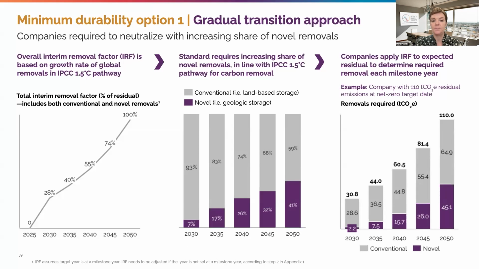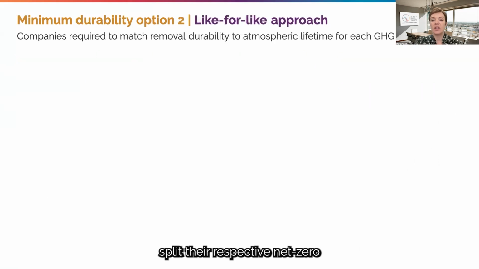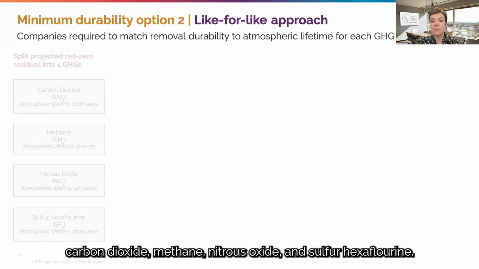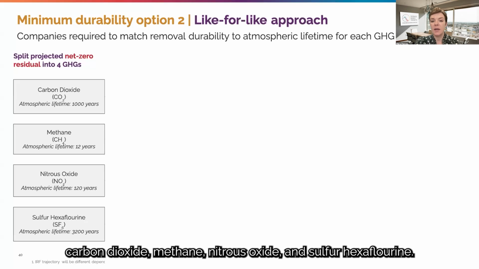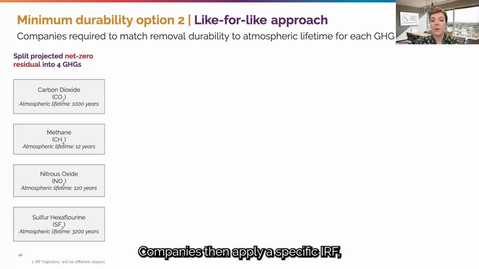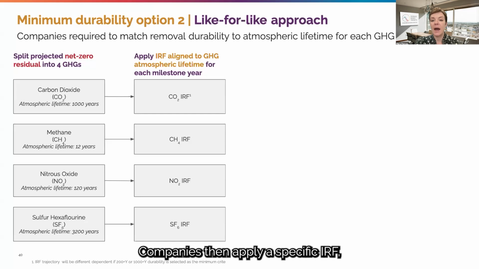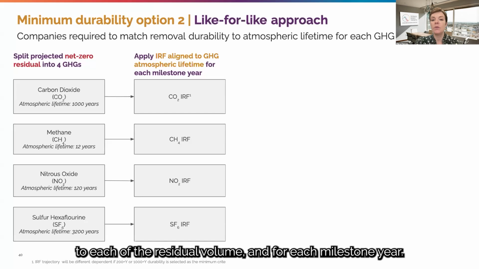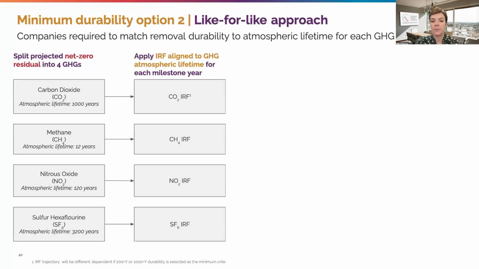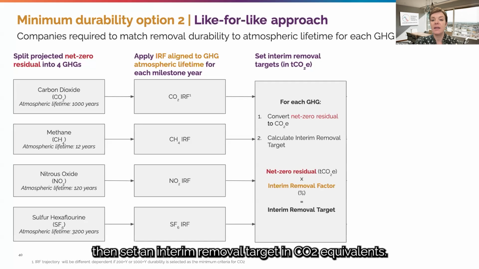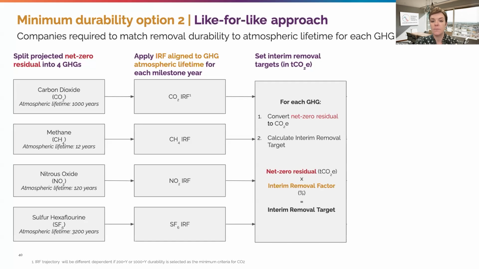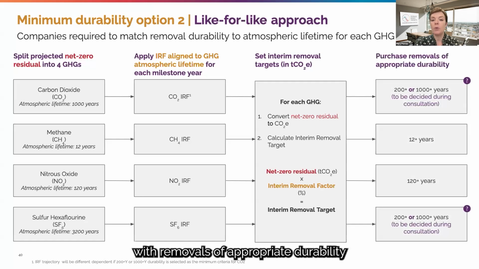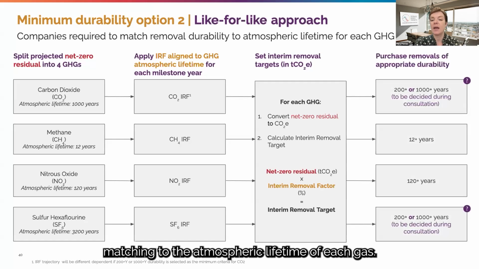In the like-for-like option, companies split their expected net zero residual into 4 individual greenhouse gases: carbon dioxide, methane, nitrous oxide, and sulfur hexafluoride. Companies then apply a specific IRF, which is based on the atmospheric lifetime of each gas, to each of the residual volumes and for each milestone year. Companies will then need to set an interim removal target in CO2 equivalents. Finally, companies will need to address this removal target with removal of appropriate durability matching the atmospheric lifetime of each gas.